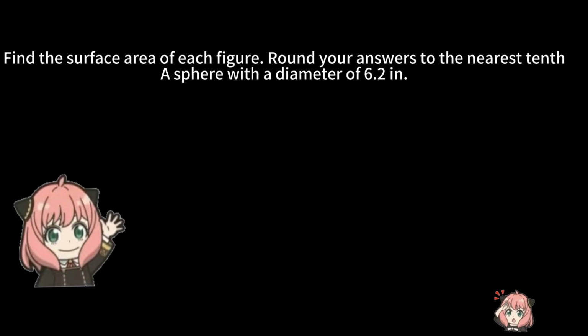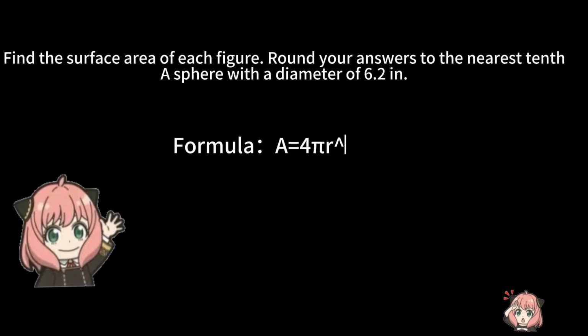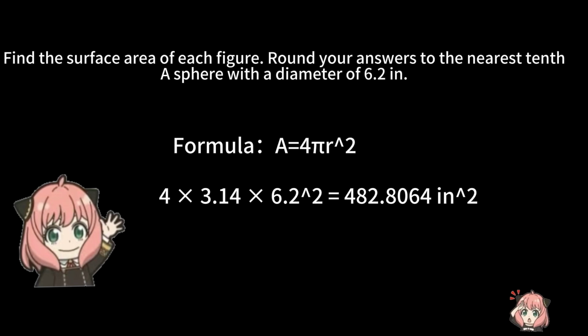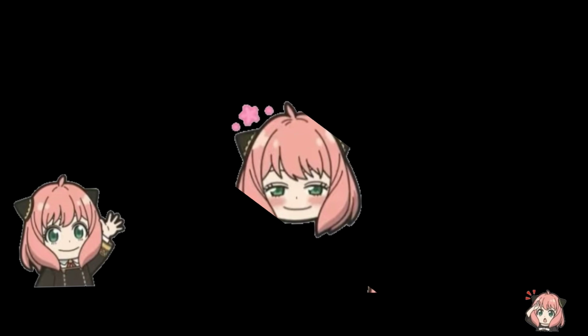Find the surface area of each figure. Round your answers to the nearest tenth. The surface area of a sphere equals 4 pi r squared. So we use 4 times 3.14 times 6.2 squared, which equals approximately 482.8064 square inches.